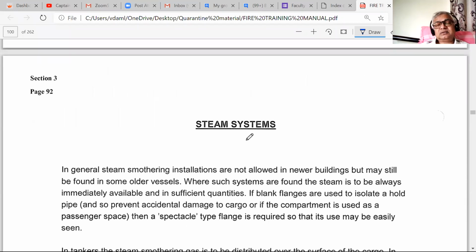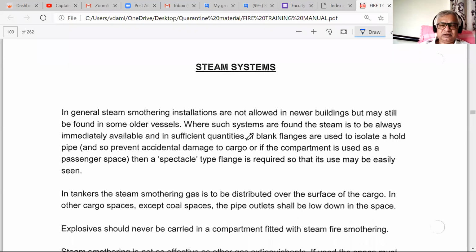Now we come to the one gas system, CO2 basically, and we switch over to the steam system. Now, steam systems are not allowed. Once upon a time, we had steam systems. I worked on one tanker as a cadet, the Jawaharlal Nehru. It was a single hull. Those were the days when there was no MARPOL. We were the lucky ones.